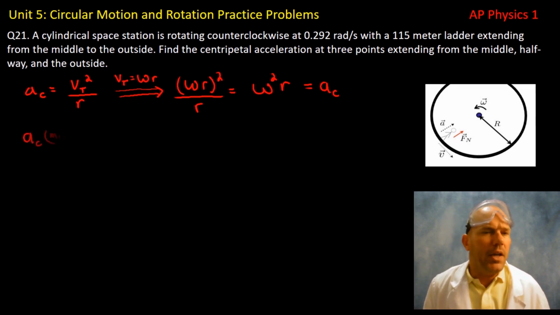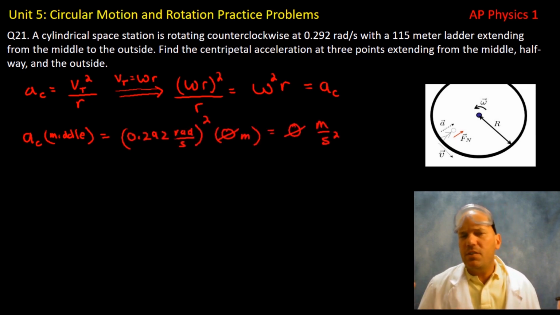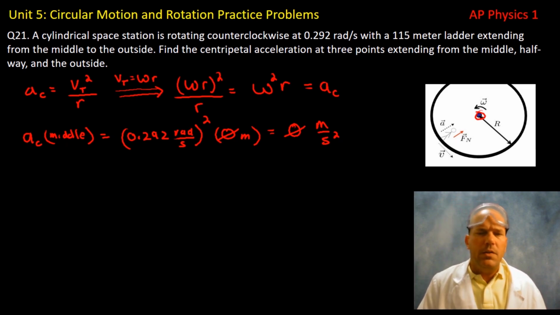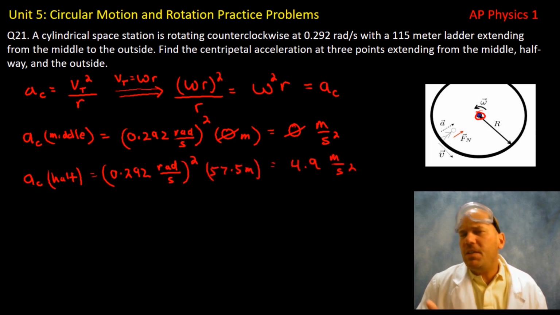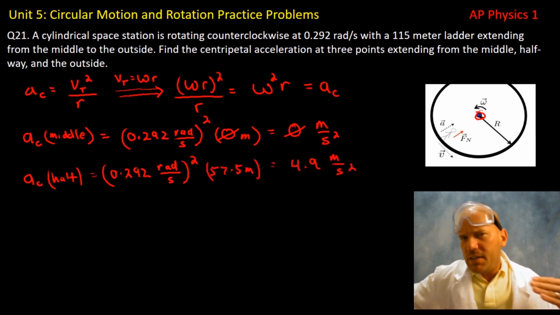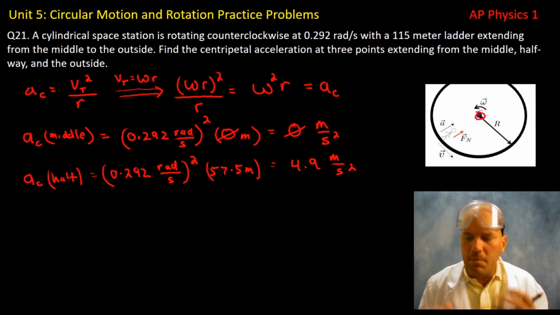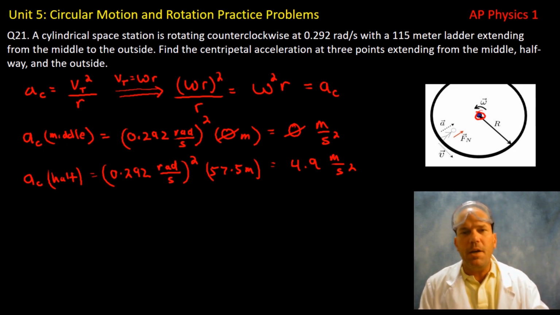So let's go ahead and start with the middle. In the middle, we have our radians squared. However, the distance r in the middle here is 0. So there is 0 centripetal acceleration at this point. Let's move halfway out. Halfway out, at 57.5 meters from the center, we have 4.9 meters per second squared. So that is the centripetal acceleration halfway up the ladder.